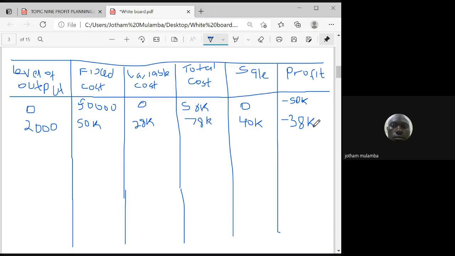So now I'd like a volunteer to give us another level of output. It should not be less than 2,000. And remember, we have been told the maximum they produced is 20,000. So you should not choose less than 2,000 or more than 20,000. Any number that you would like us to use. Ben has chosen 10,000. Let's do that. 10,000.